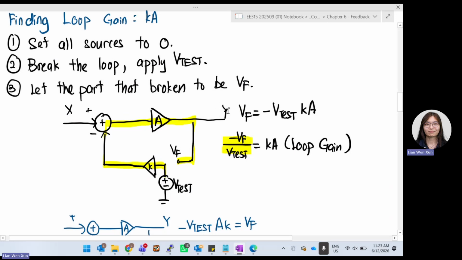And then what is your Y? VF is actually exactly at your Y, right? If you just move up, it's exactly at your Y. So Y will be negative V-test K times your A. It will be your VF already. So the formula to find loop gain Ka is negative VF over V-test. Negative VF over V-test is the formula, the one that I highlighted. So you check VF over V-test, you move the negative down, and that's your loop gain, Ka.